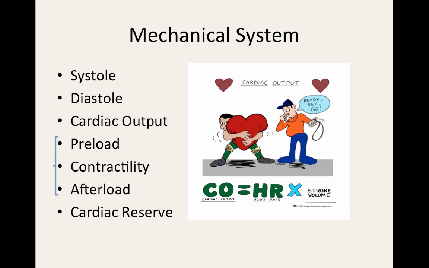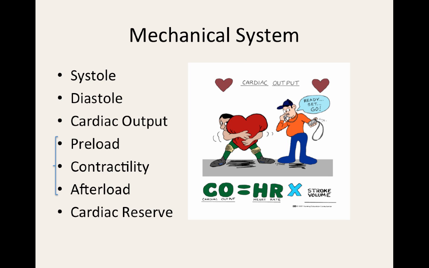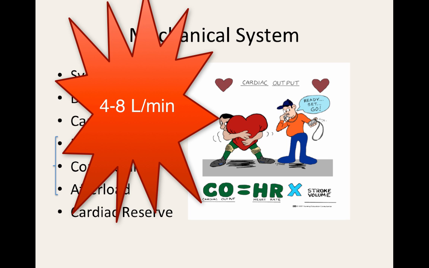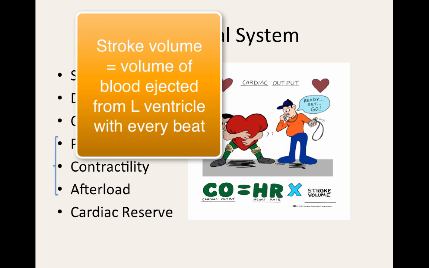So cardiac output is a very simple equation. Heart rate times stroke volume equals cardiac output. Cardiac output is the amount of blood that's ejected from each ventricle every minute, over the course of a minute. Your normal cardiac output is about 4 to 8 liters per minute. That really is a factor of stroke volume, which is the amount of blood ejected from each ventricle with every beat. You take your stroke volume, the amount with every beat, multiply that by your heart rate, and that gives you your cardiac output, okay?